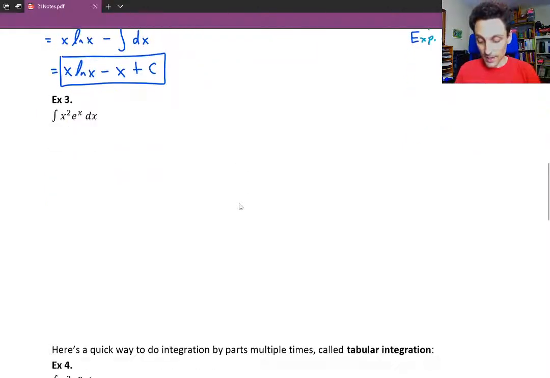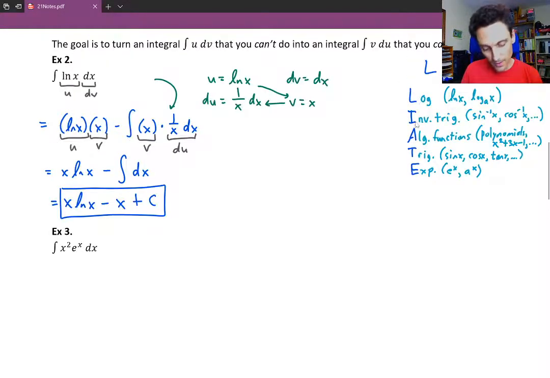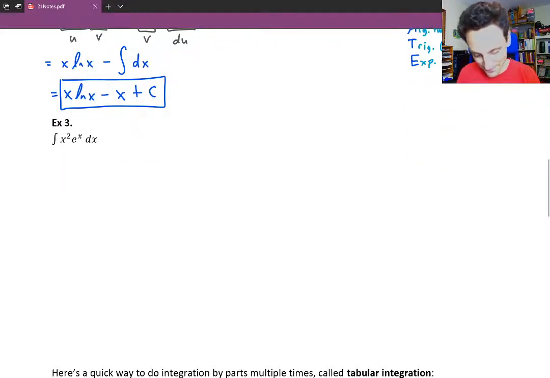Okay, so example 3 says find the integral of x squared e to the x dx. Now by our mnemonic, LIATE, what's going to be our choice of u? If you said algebraic functions, this polynomial x squared, that would be correct. The exponential is a bad choice for you. Nothing wrong with exponentials. They just don't make good choices for you.